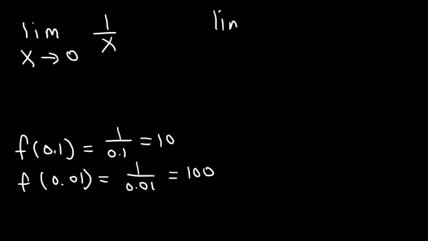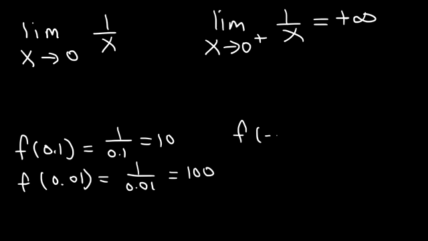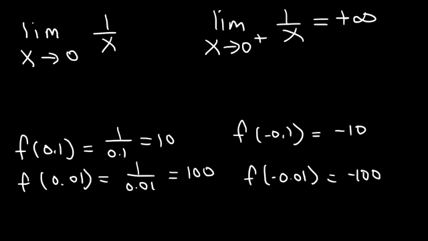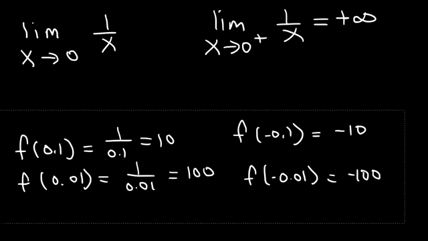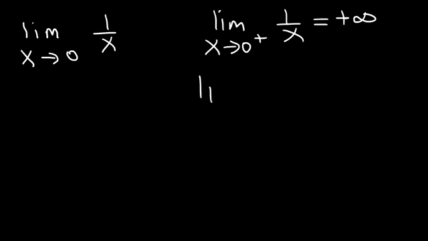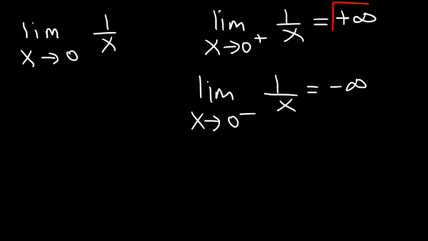So we could say that the limit as x approaches 0 from the right of 1 over x will increase towards positive infinity. Now, if we plugged in -0.1, this would be -10. And if we plugged in -0.01, that's going to be -100. So therefore, we can come to the conclusion that the limit as x approaches 0 from the left side of 1 over x is -infinity. Now, because these two do not match, the limit does not exist.